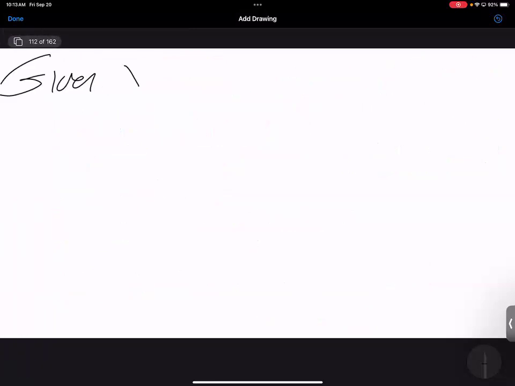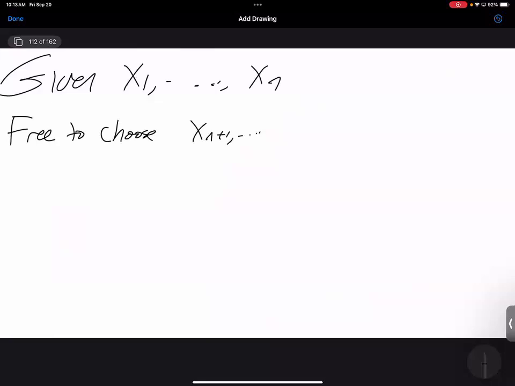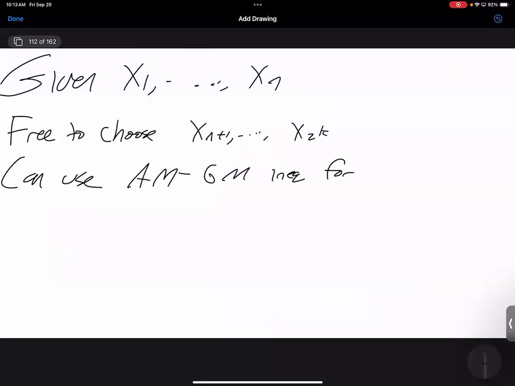But I think it's because we're given x1 through xn. We are free to choose xn plus 1 dot dot dot x2k, and then we can use the AM-GM inequality for 2 to the k inputs. So you're given x1 through xn, and you want to show the arithmetic mean of x1 through xn is greater than or equal to the geometric mean of x1 through xn. But we don't know that. We do know, however, that if we append a couple more x's, then the arithmetic mean, geometric mean inequality is going to be true for that.